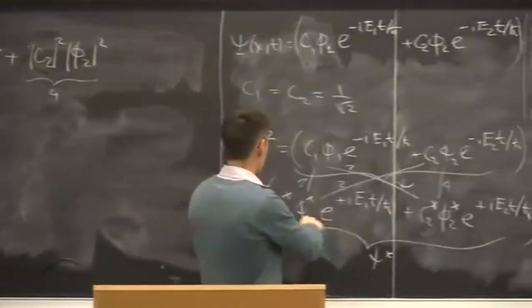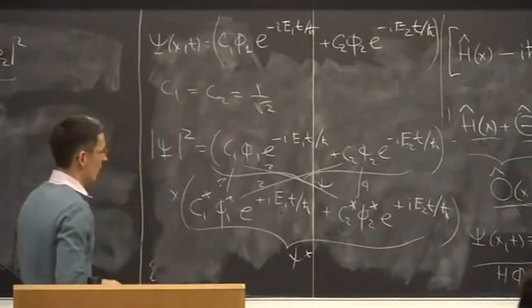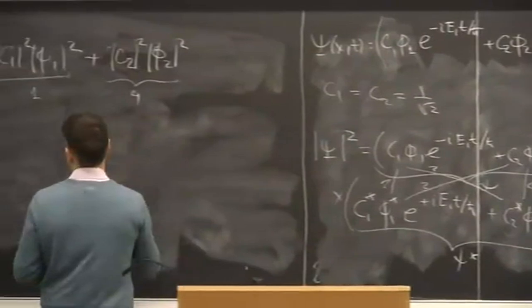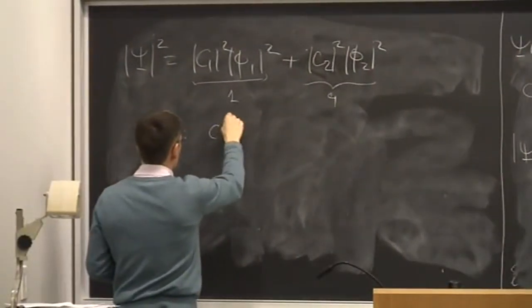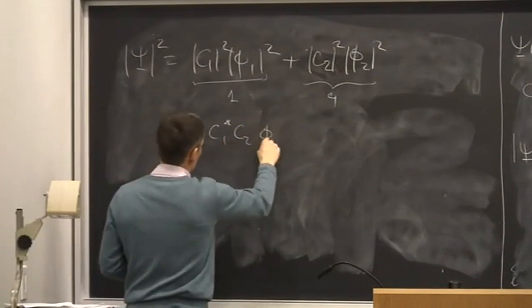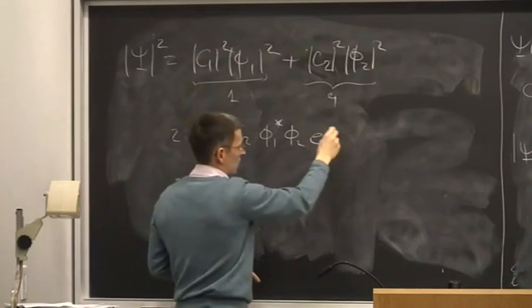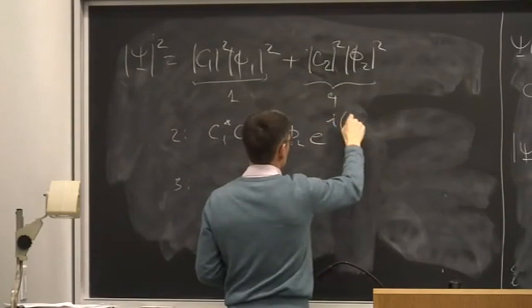the cross terms, because we are multiplying the second with the conjugated first and the first with the conjugated second. So what we get is C1 star C2, phi 1 star phi 2, and the most important part is the exponent.